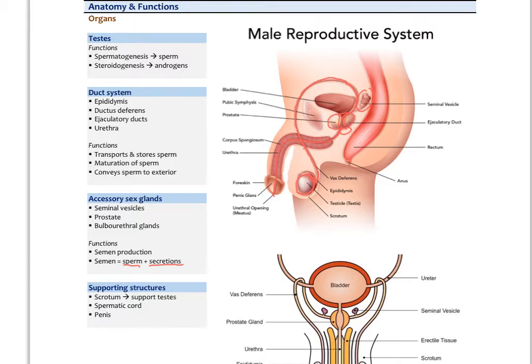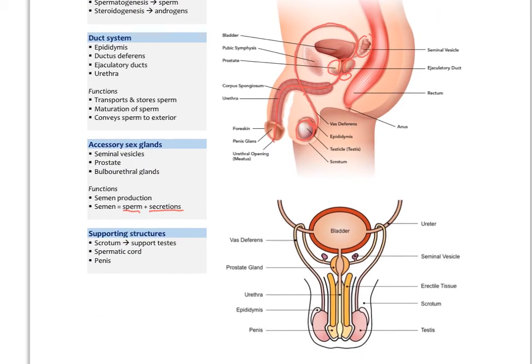And then there are supporting structures. The scrotum supports the testes. We'll look at that next. And then there's the spermatic cord, which carries the arteries, the veins, the nerves and the lymphatics from the abdominal cavity down into the scrotum to supply the testes. And then the penis itself is considered a supporting structure.